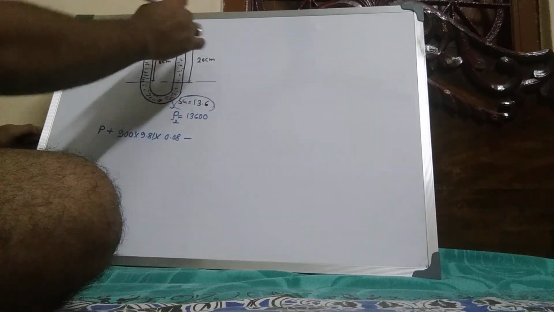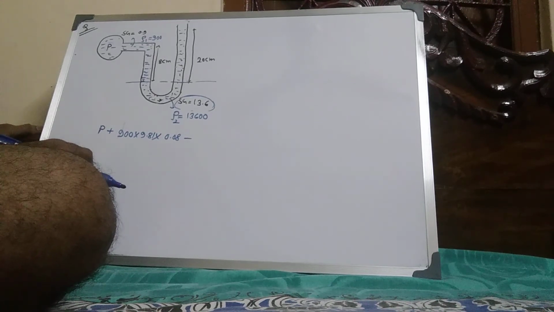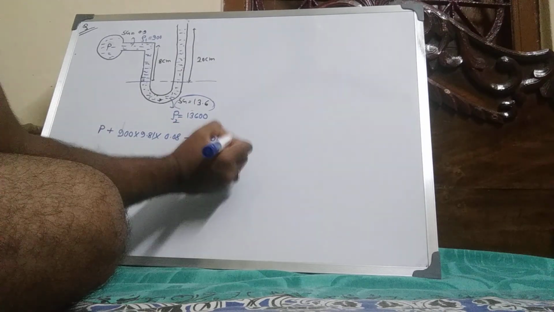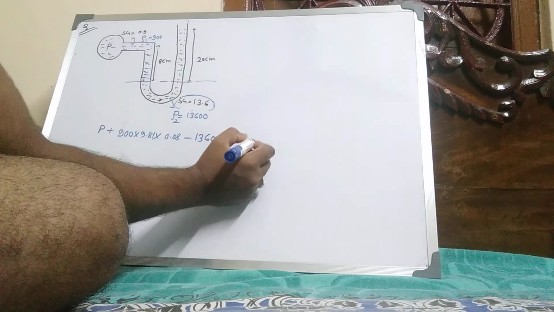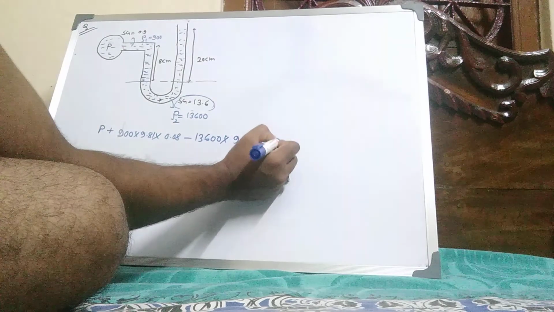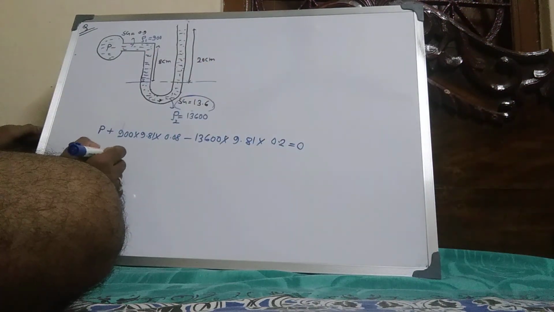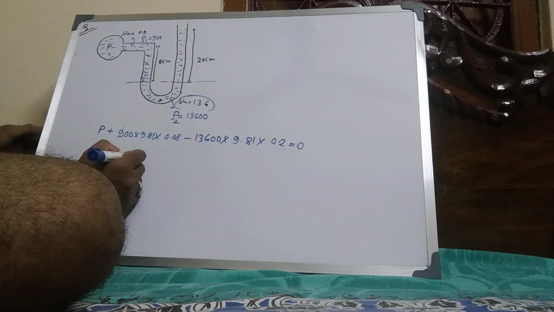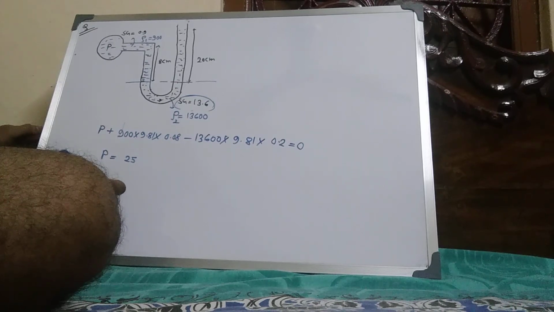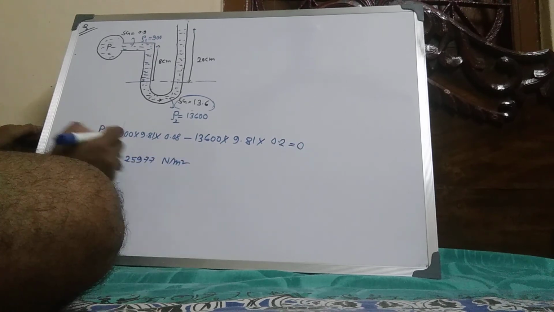Now this one is rho 2 into g, 9.81, into height 0.2, equal to 0. The value of P is equal to 25977 Newton per meter square.